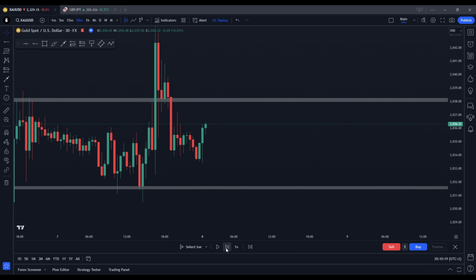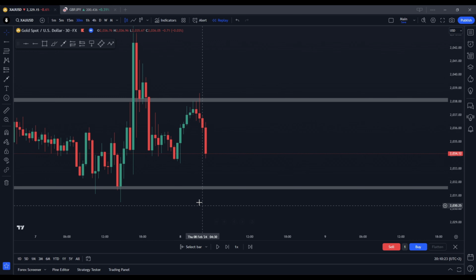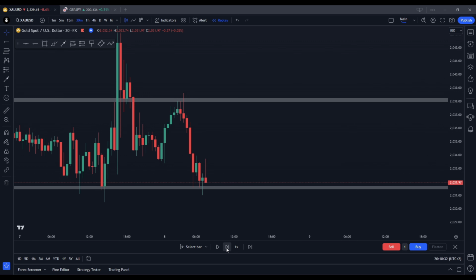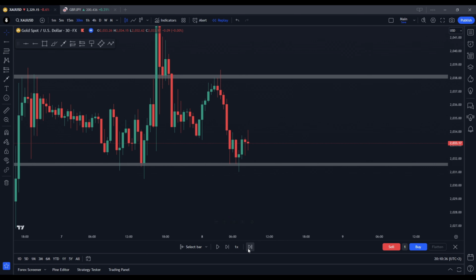So let's play price on again. We're now coming up to pre-London, as you can see over here, and we had a nice clean move down, but we're still in the range. So at the moment, it's probably going to be waiting for price to close below or above the range.